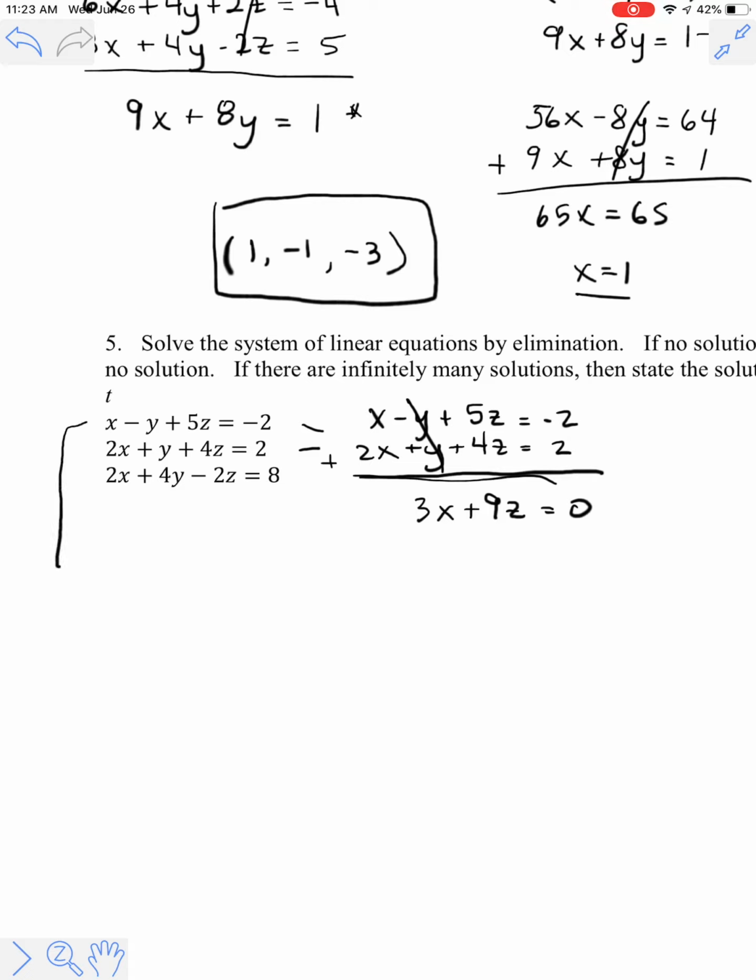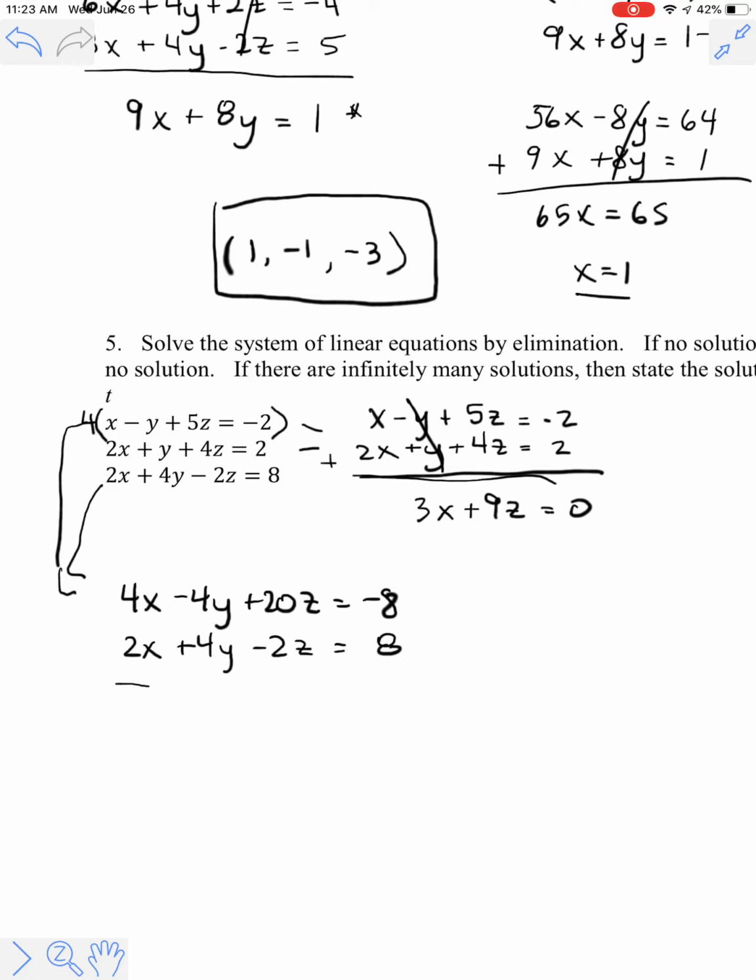Now I'm going to take equation 1 and 3 down here. I'm going to have to multiply equation 1 by 4 so that I can cancel it with that positive 4y. So if I multiply equation 1 by 4, I'm going to get 4x minus 4y plus 20z equals negative 8. Equation 3 is 2x plus 4y minus 2z equals 8. If I use the elimination method there, y cancels, I get 6x plus 18z equals 0.